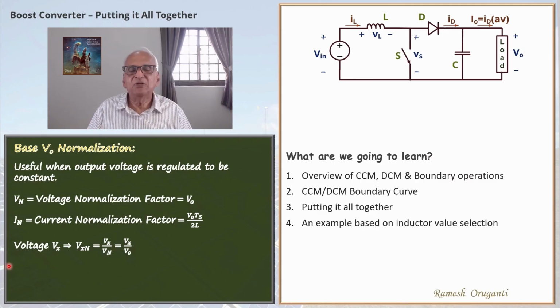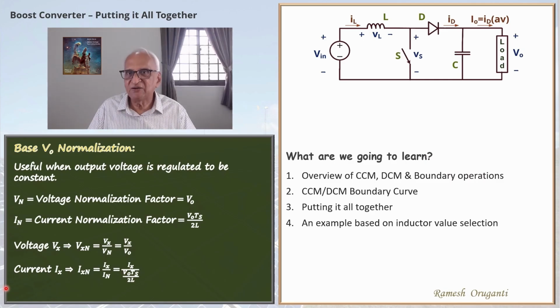The voltage variable now becomes a dimensionless, unitless variable. Notice that V0 is treated as constant. So Vxn is directly proportional to Vx. Likewise, if you have a current Ix somewhere, then Ixn, the normalized current variable, will be Ix by In, that is Ix by V0 Ts by 2L. V0 Ts by 2L has dimensions of ampere. You can check it out. So Ix by In is again a dimensionless quantity.